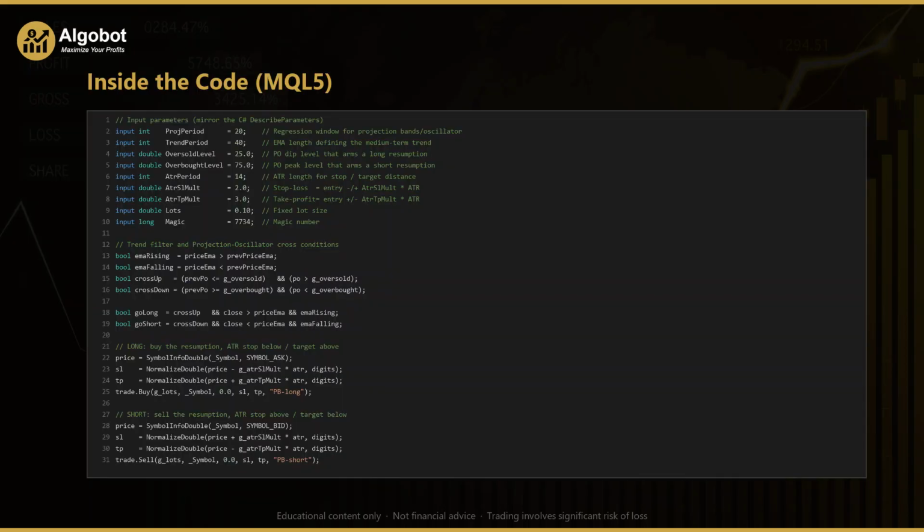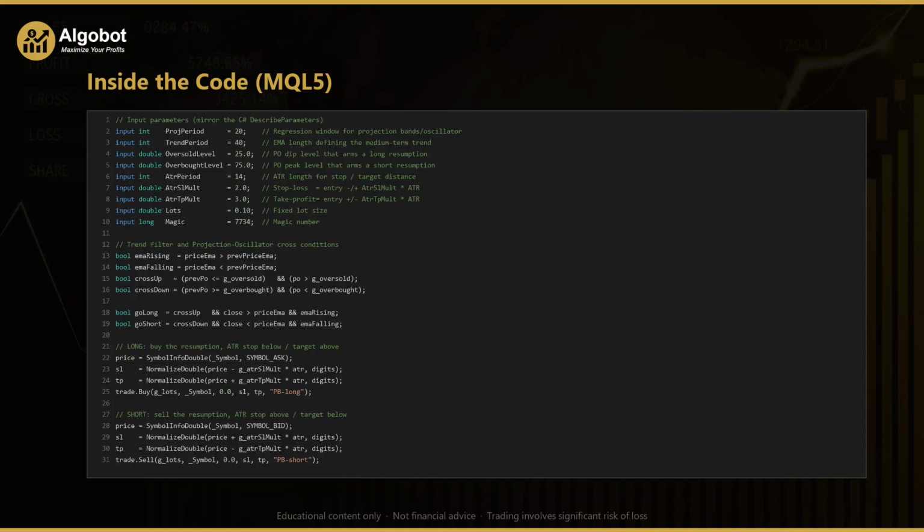Here's the heart of the MetaEditor code. At the top are the input parameters. ProjPeriod sets the regression window for the bands and oscillator. TrendPeriod sets the moving average length, and the OversoldLevel and OverboughtLevel of 25 and 75 arm the long and short pullbacks.